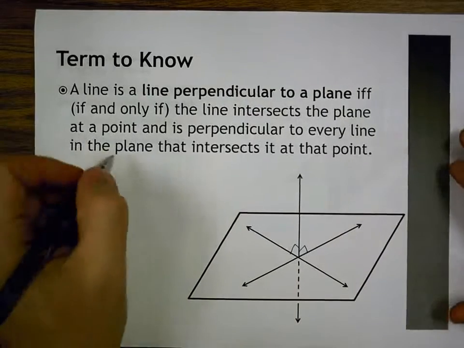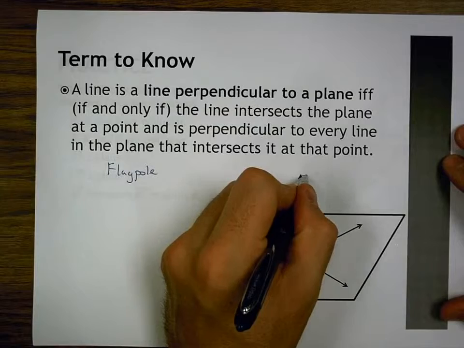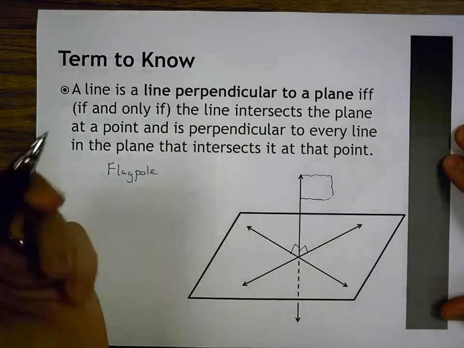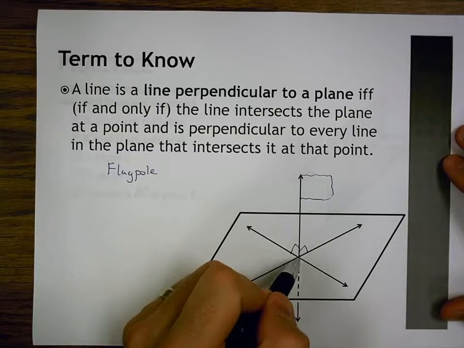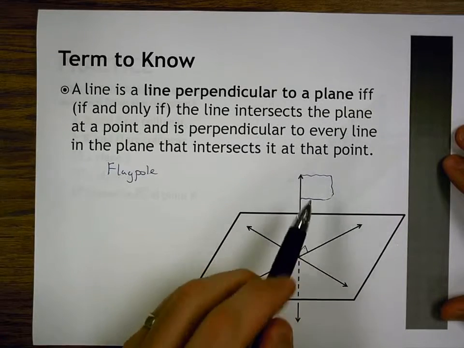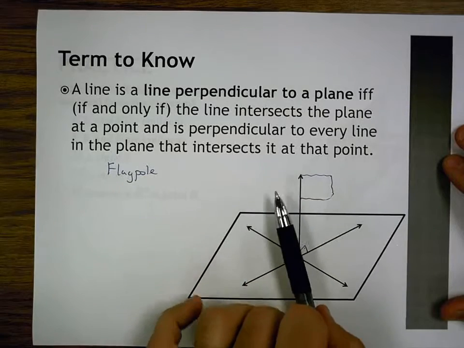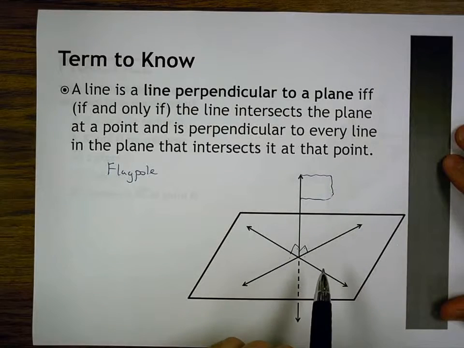What I like to think about this one is it's like a flagpole. Probably have a flagpole out in front of the school. Now that flagpole is perpendicular to the ground. It's sticking straight up, and if we went around and measured, it would be 90-degree angles, really in any direction we go. So any line we put through there, it would also be perpendicular to.